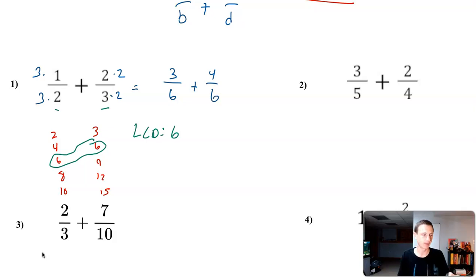Now notice my denominators are the same. So what we do when denominators are the same is we add across the top. I'm going to do 3 plus 4 and keep the denominator at 6. So 3 plus 4 over 6. 3 plus 4 is 7 over 6.